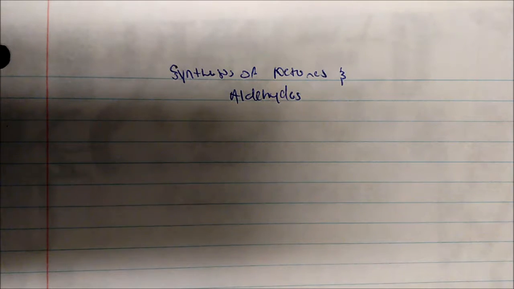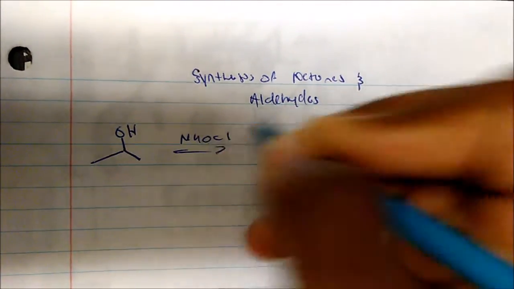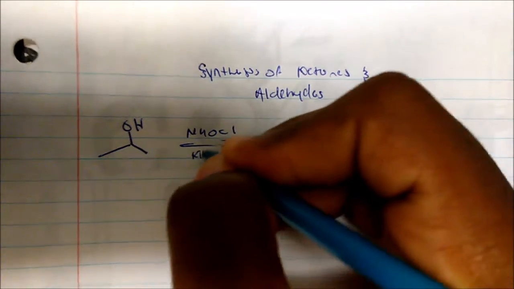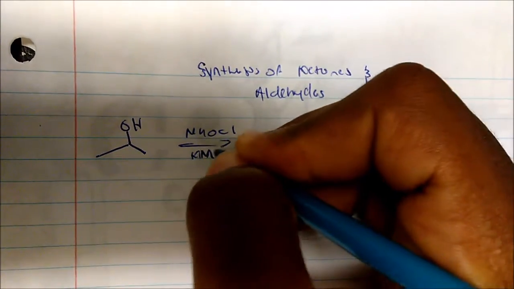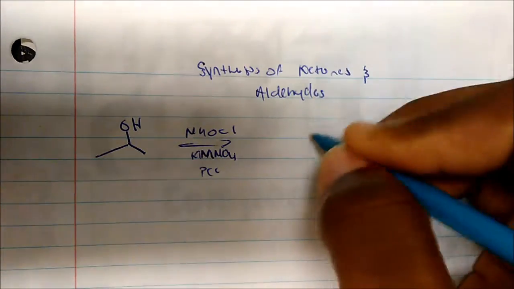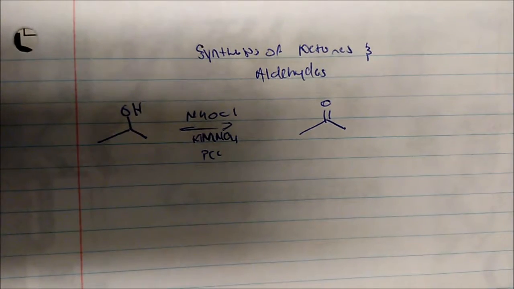So in this video, before we even could talk about the reactions of ketones and aldehydes, we need to know how to make them. If I take a simple alcohol such as isopropanol and I add bleach, it's an oxidizing agent. I could use also potassium permanganate, or I could even use PCC. But anyway, I'm going to get the ketone.